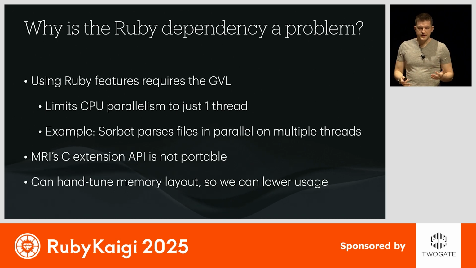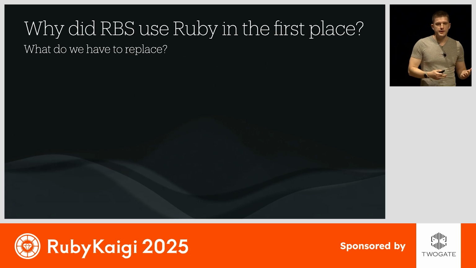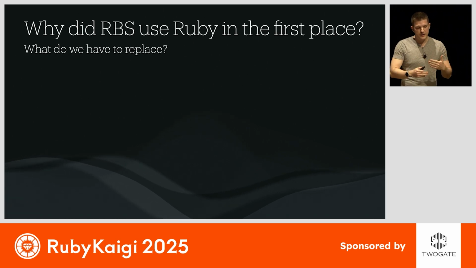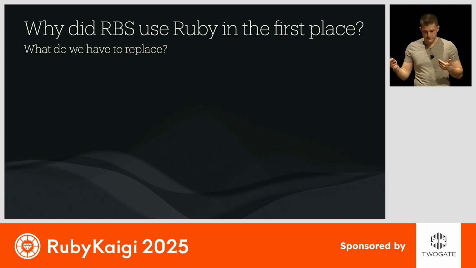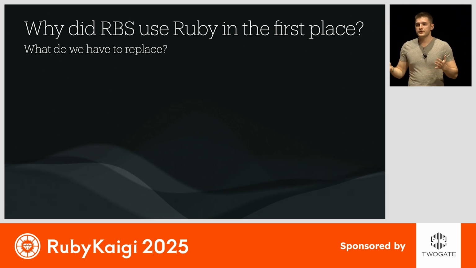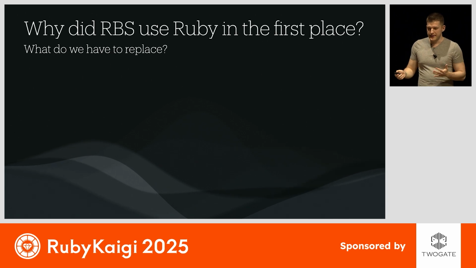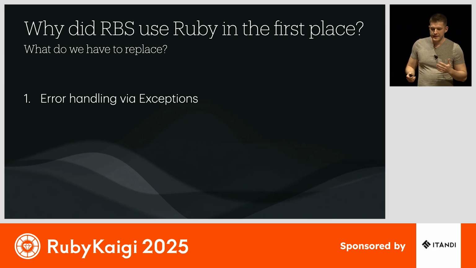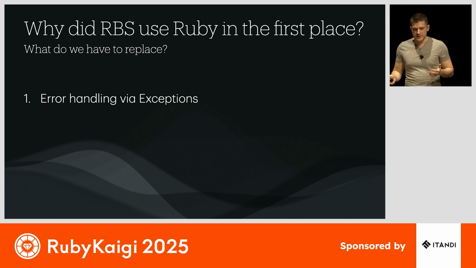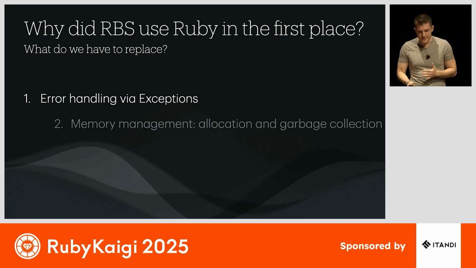So if there's all these benefits, one might ask, why was RBS using Ruby in the first place inside of its C parser? Why didn't it just use pure C code from the beginning? Well, the reason is that the Ruby VM is really convenient. It gives us a lot of really great features that we're going to have to give up and replace. The first of these is error handling via exceptions. C doesn't have exceptions, so we're just going to need to do something else.